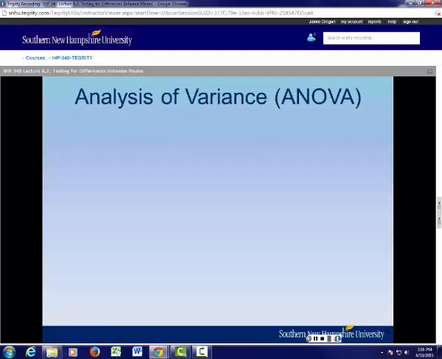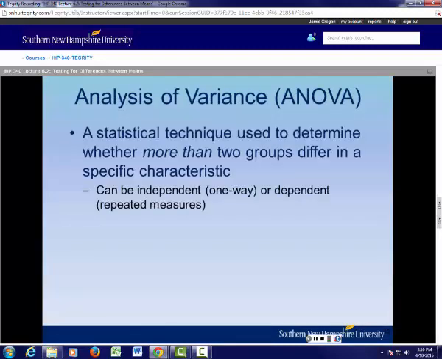So let's now talk about analysis of variance. This is a statistical technique used to determine whether more than two groups differ in some specific characteristic. Again, it can be a situation where the groups are independent, called a one-way analysis of variance, or a situation where the groups are dependent, and that's called repeated measures.